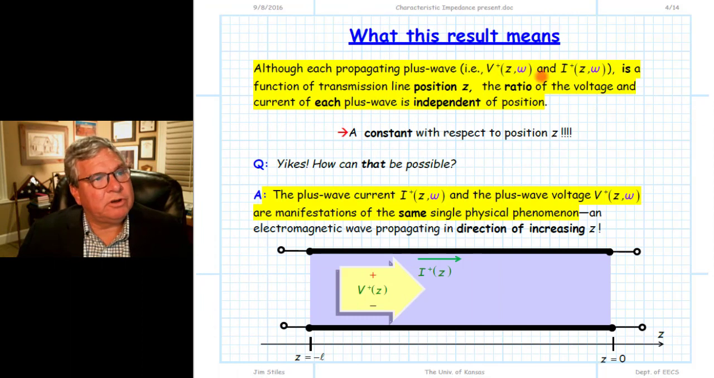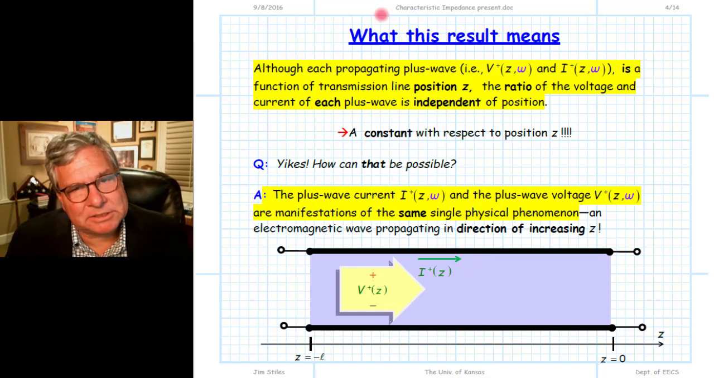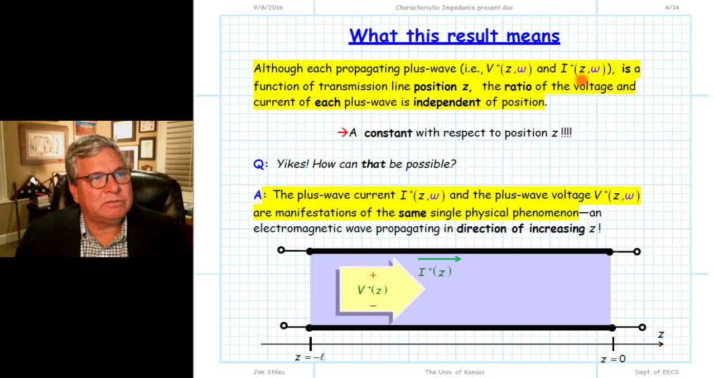So we're taking the ratio of the V plus function to the I plus function. Of course, each of these functions is a complex function of position z. And we just showed that if I take the ratio of a complex function of position z and another complex function of position z, the result is a constant with respect to position z. The square root of L over C does not depend on the position. In other words, the ratio of these two things is independent of location.